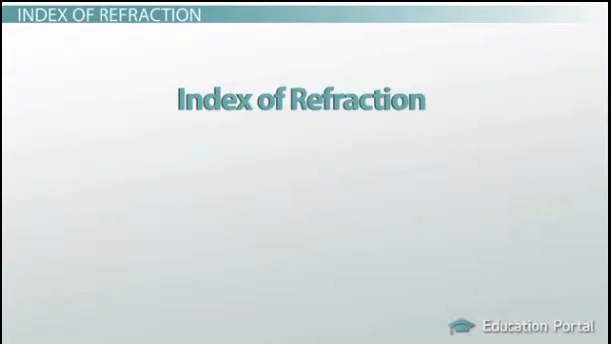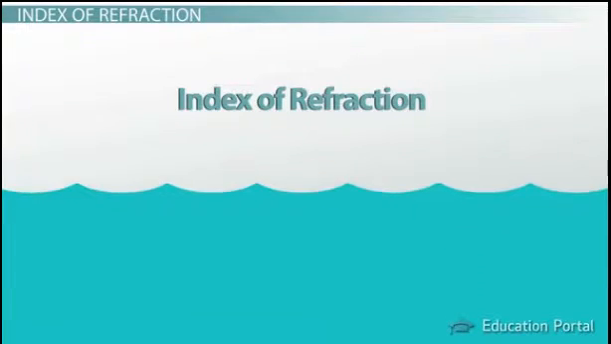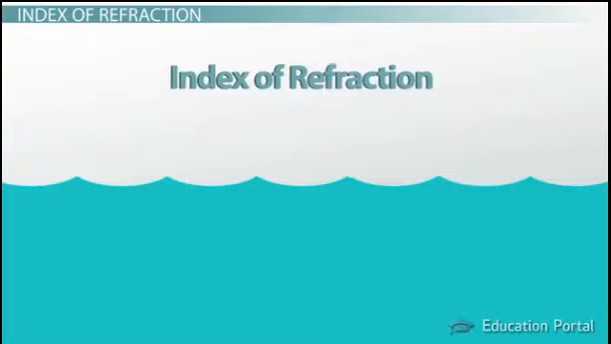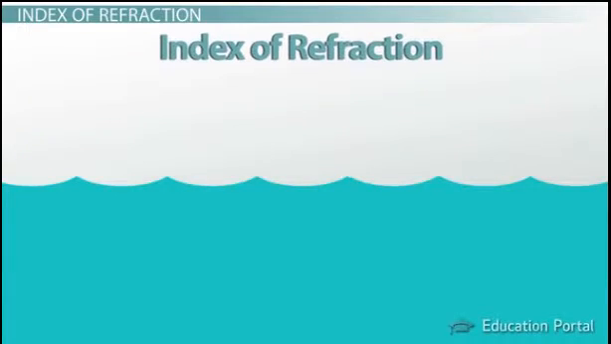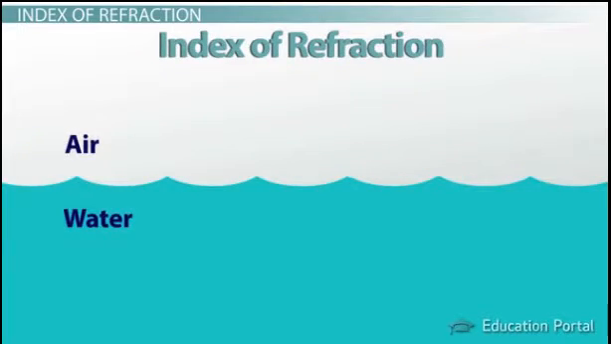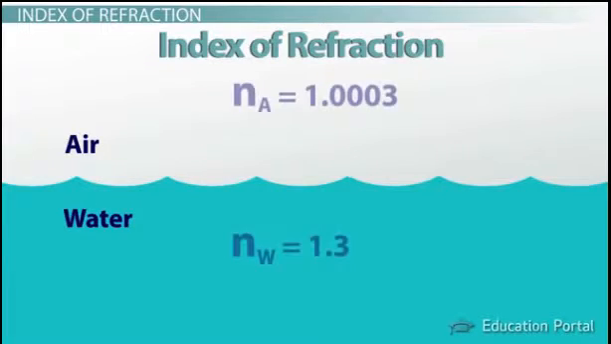So what about when light travels from one medium to another? For example, what if a light wave is traveling through air and then it hits a body of water and continues traveling through? Both air and water have their own refractive indices. The index of refraction for air is about 1.0003. For water, it's about 1.3.